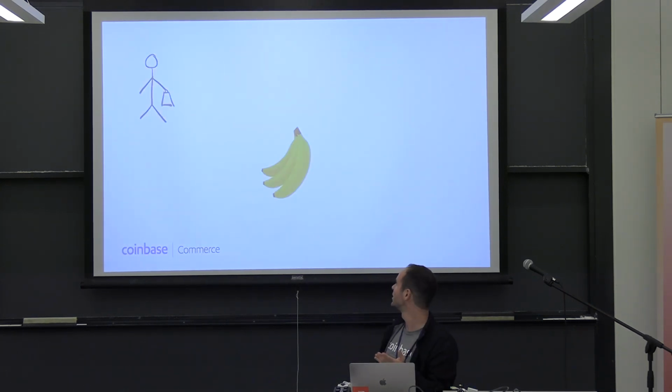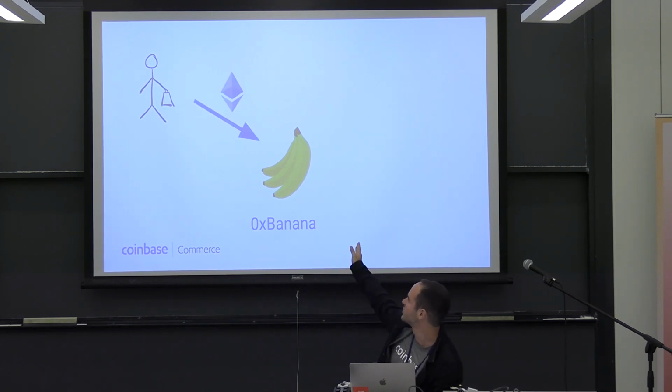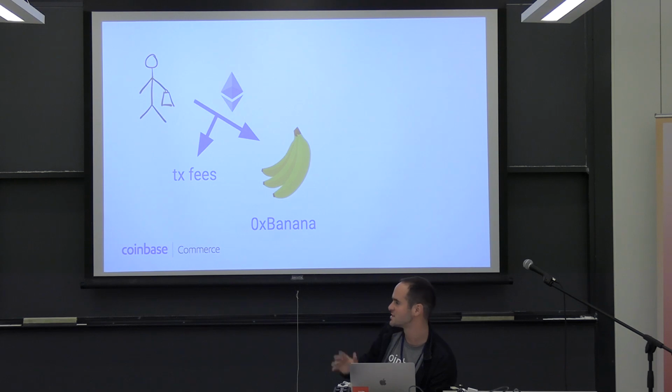So in a little bit more visual way, when Carol wants to buy these bananas, we generate a new address for this interaction, 0xbanana. She sends some ether to that address, and while doing so, she pays some transaction fees. At this point, the interaction is done. Coinbase Commerce would send all the appropriate notifications.